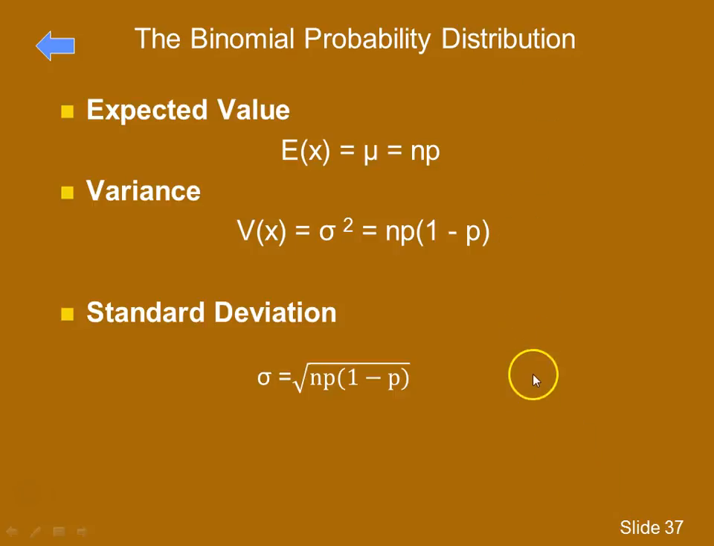Now, the other two formulas here won't be as intuitive, but they are provable in mathematics, but you don't have to worry about the proof. If x is a binomial variable, the variance of x, or sigma squared, is just n times p times 1 minus p. And if that's the variance, then the standard deviation is just the square root of that.